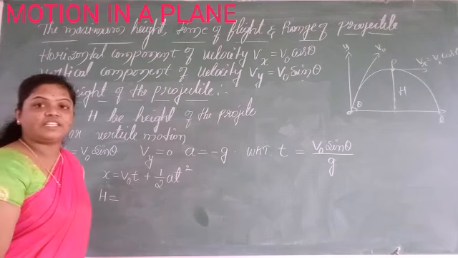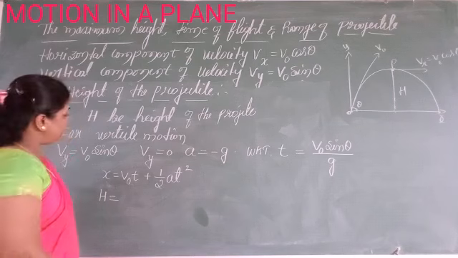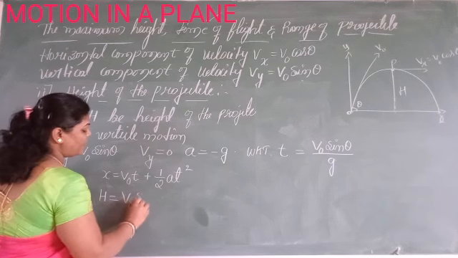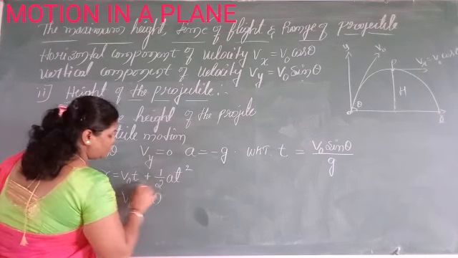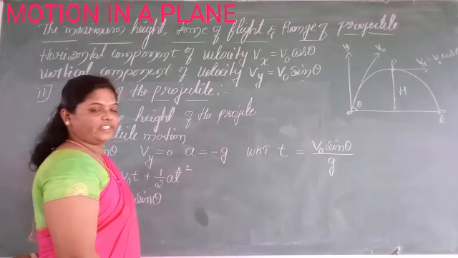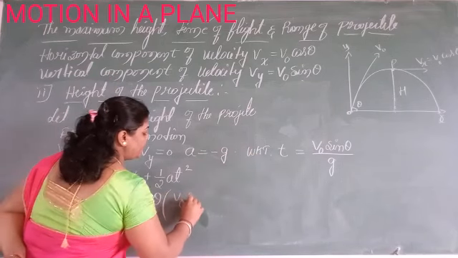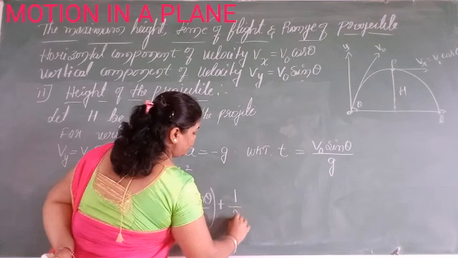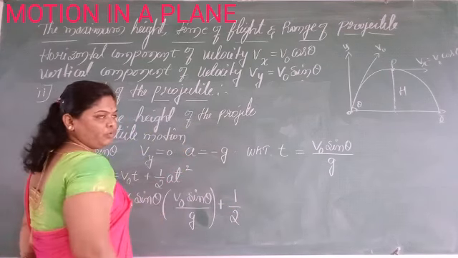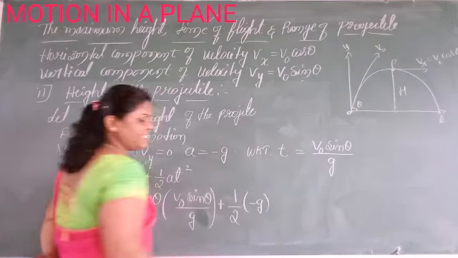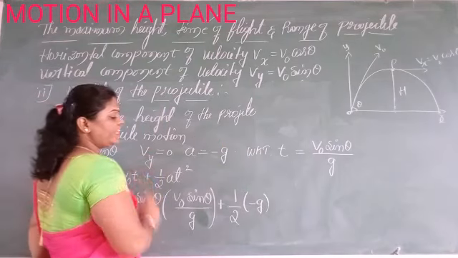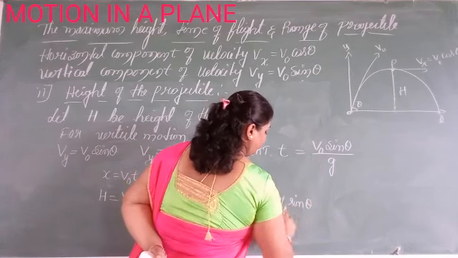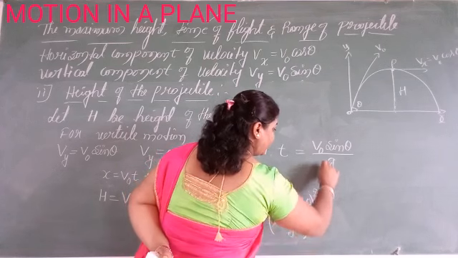So here V naught is the initial velocity. The vertical component of the initial velocity is V naught sin theta, into t. Now, with the time of ascent V naught sin theta divided by G, plus 1 by 2 A t squared. For vertical motion, A is equal to minus G, that is, acceleration due to gravity. And t again is V naught sin theta divided by G, whole square.